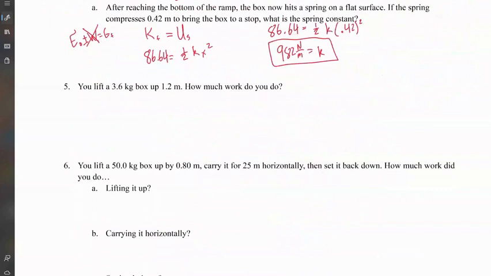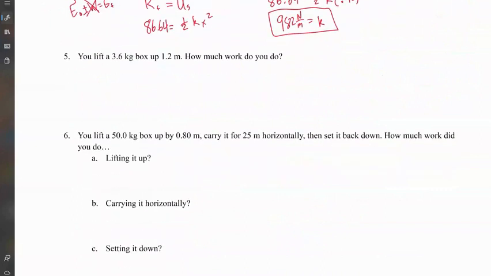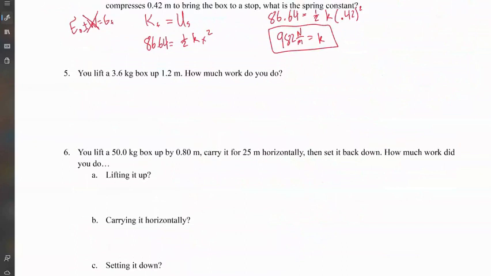Moving on. Okay, we lift a 3.6 kilogram box up 1.2 meters. How much work do you do? Well, there's two ways to solve this problem. One is we could look at energy initial plus work equals energy final, plus or minus. We can say plus in this because we're lifting the box up. We're giving it that extra gravitational potential energy.